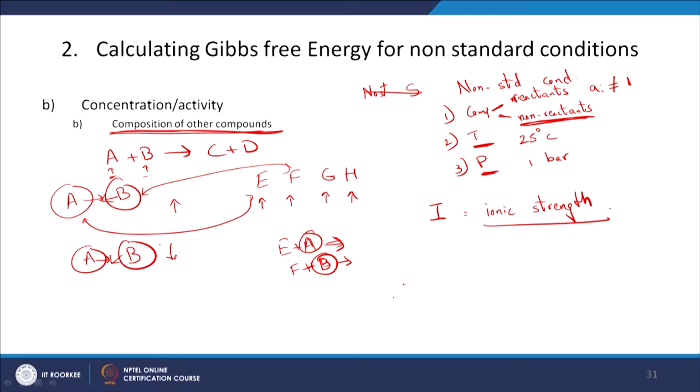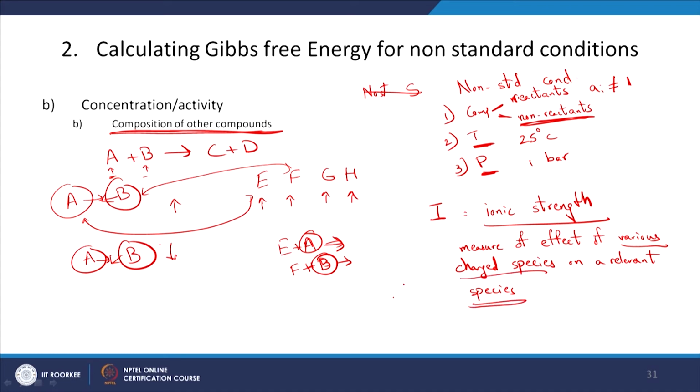And so what will this give you an idea about? It is going to give you a measure of the effect of various charged species on a relevant species. So more or less, what is the effect of the non-reactants on your reaction or your reactants, right?